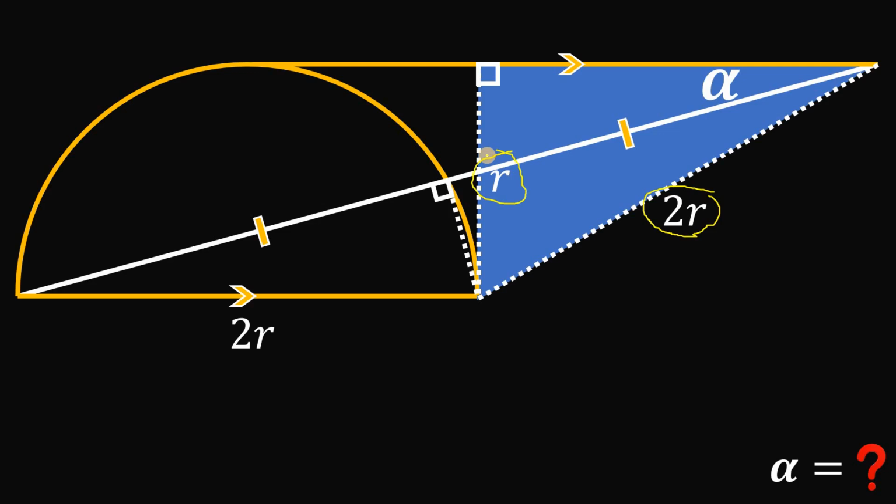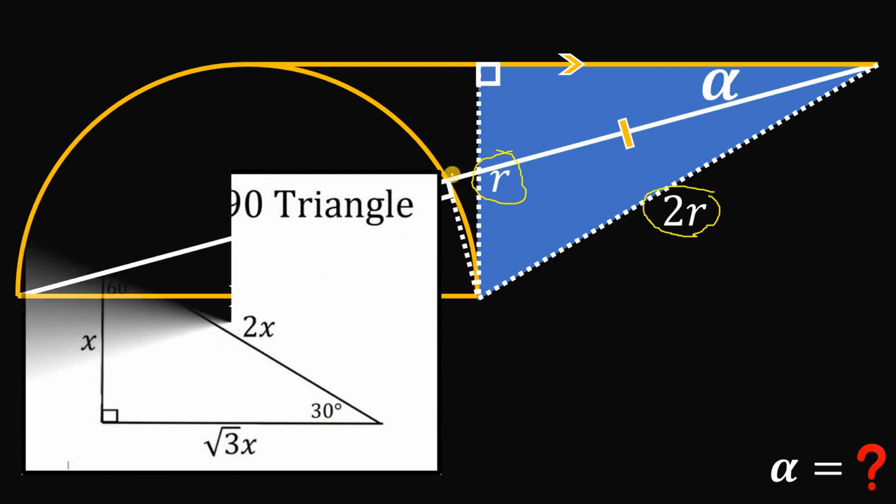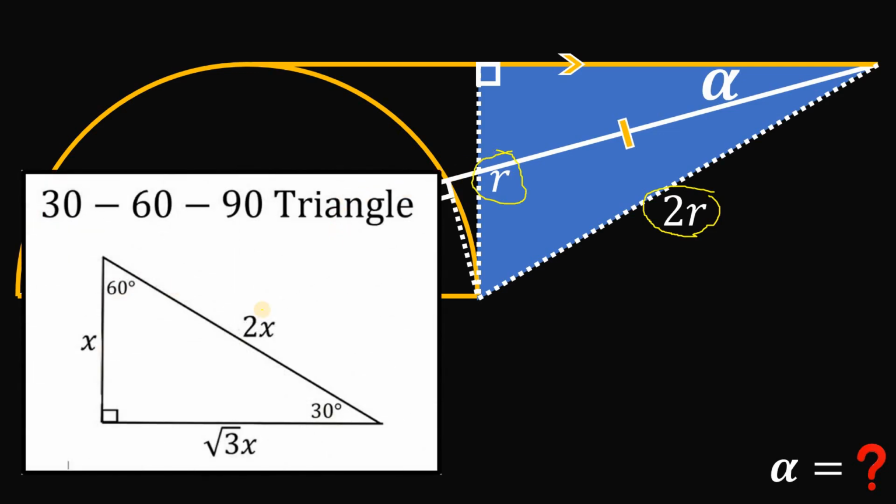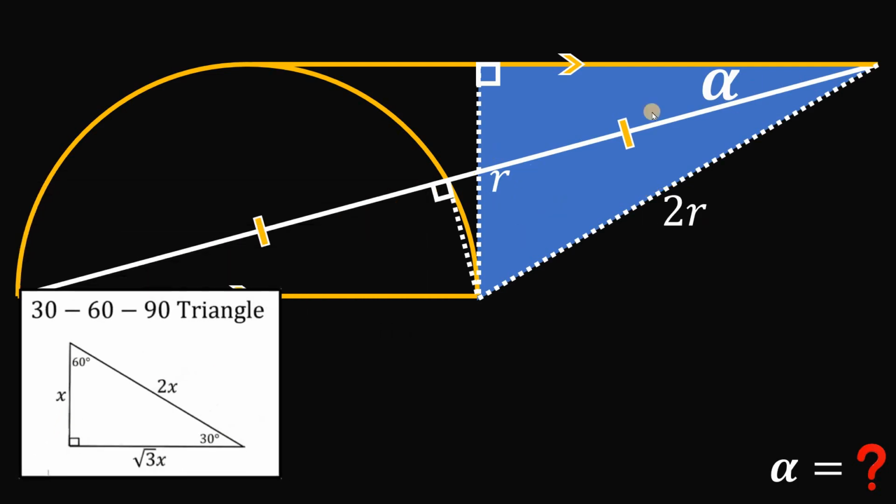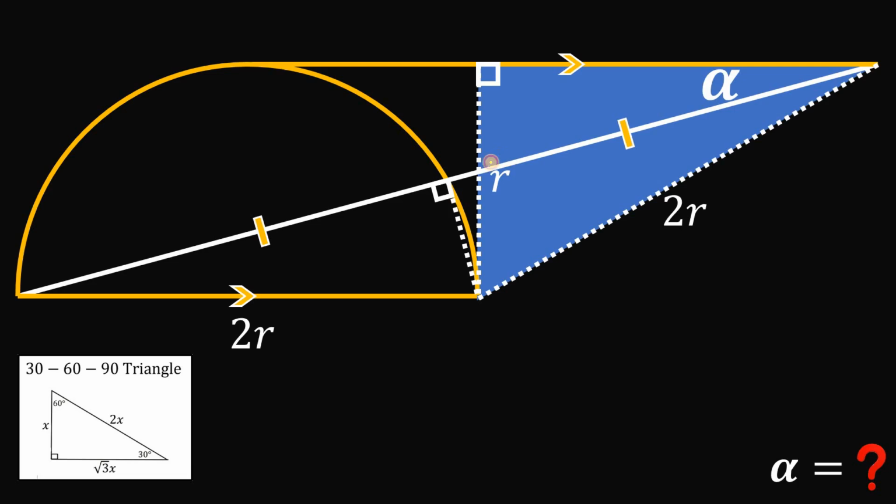And it reminds me of the special right triangle 30-60-90, because in a 30-60-90 right triangle, the hypotenuse is twice the measure of the shorter leg. So it follows that the angle opposite of this small side must be equal to 30 degrees. So this angle right over here must be 30 degrees, and the other angle must be equal to 60 degrees. Alright, next, we are now ready to find the measure of this angle alpha.